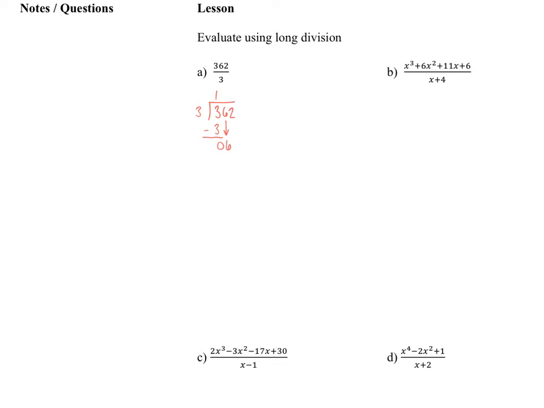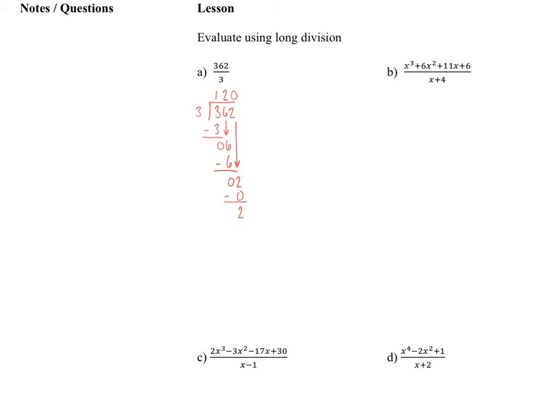So how many times can 3 go into 6? 3 goes into 6 twice. And 3 times 2 is 6. So we subtract and get 0. Then we have to bring down the 2. How many times does 3 go into 2? It doesn't. It's too big, so it does not go into 2. And 3 times 0 is 0. We subtract. Now you have a 2 left over.